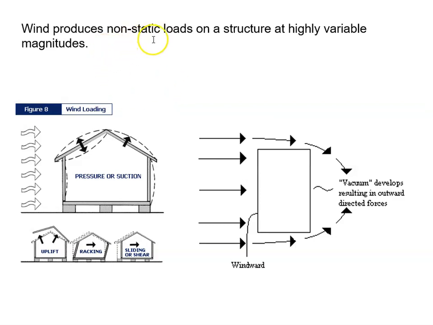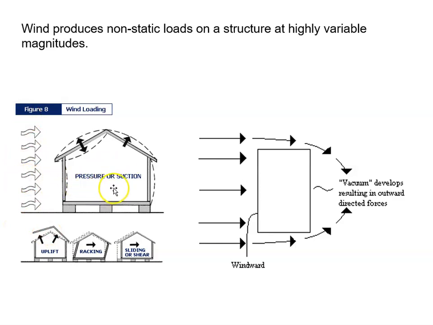So now we're going to go through a couple different load types. Wind produces non-static loads on structures at highly variable magnitudes. The strength of the wind varies a lot, and it's non-static, meaning it changes. So it's very hard to predict. So here comes the wind.